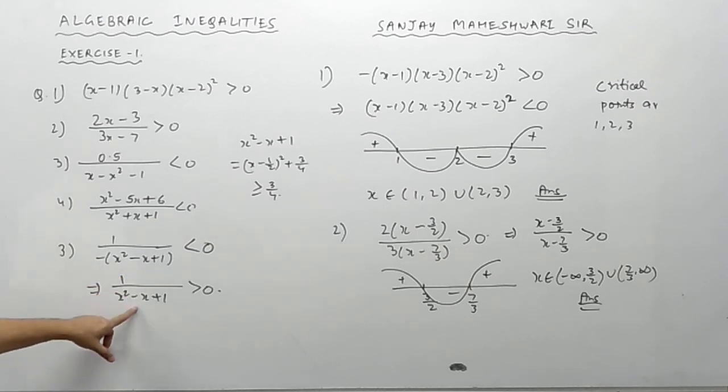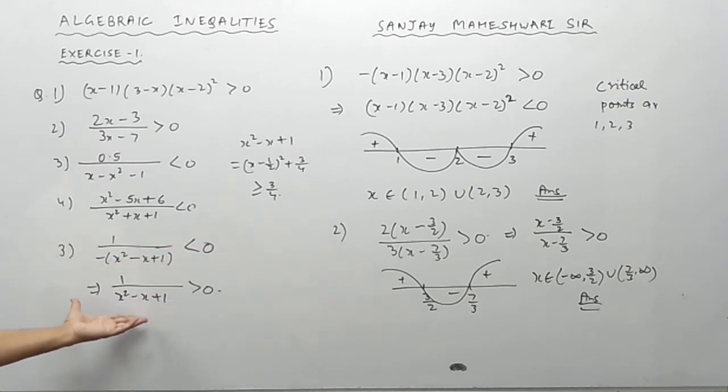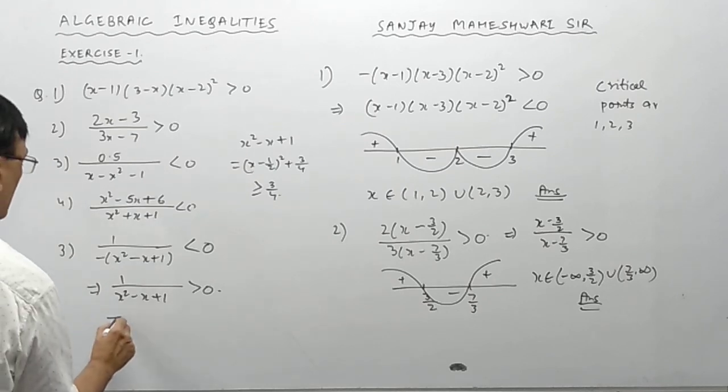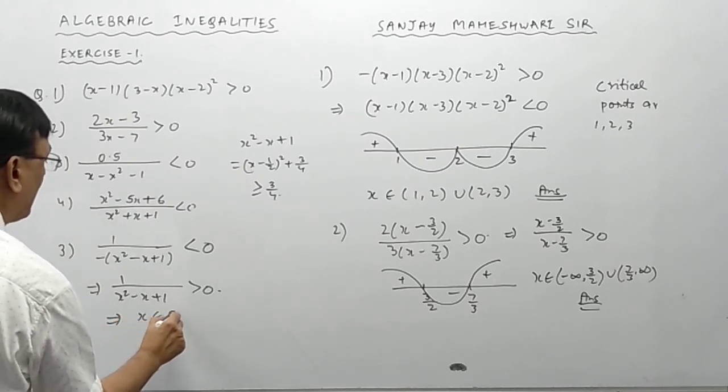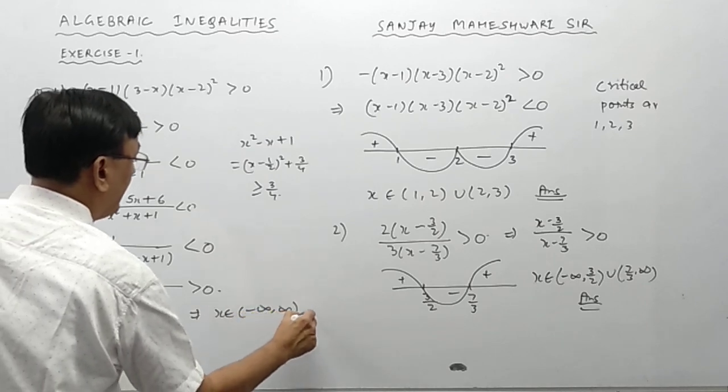So if it is a positive quantity, then x can take any value, because it is always greater than or equal to 3 by 4. So it is always positive. So x belongs to R, that is, x belongs to minus infinity to infinity. Answer.